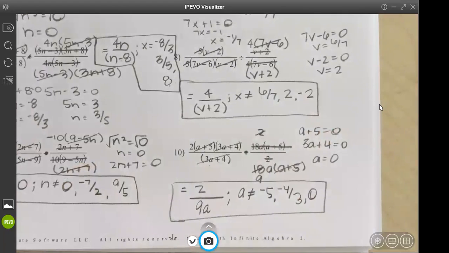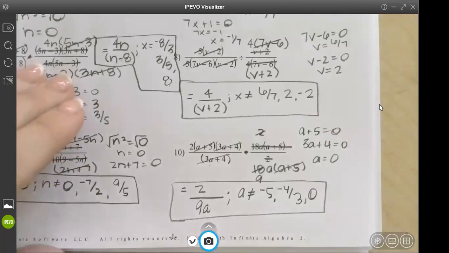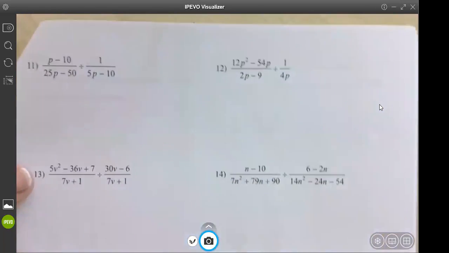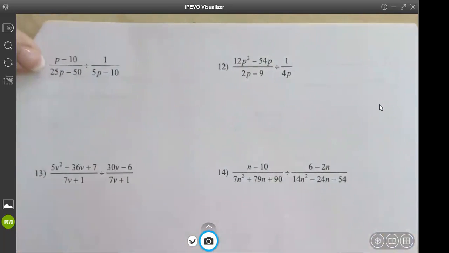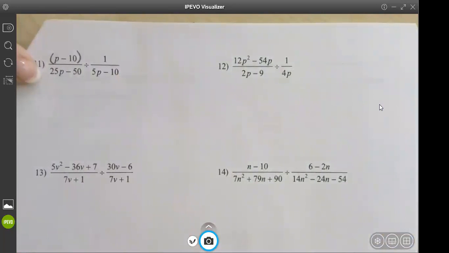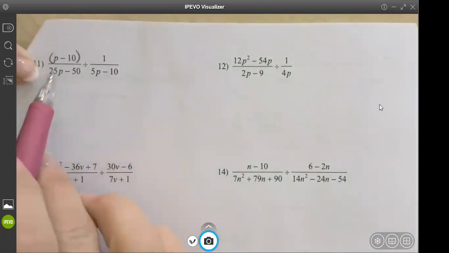Any questions? First page. All right, does it get harder? The only way it gets harder is you have to factor it yourself. Okay, so that's what's going to happen on this sheet. P minus 10 will not factor. We can keep it the way it is. 25p minus 50. Always first step is look for a GCF. So is there a GCF between 25 and 50?